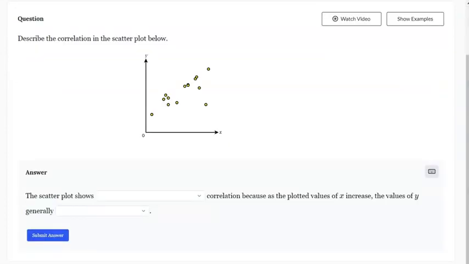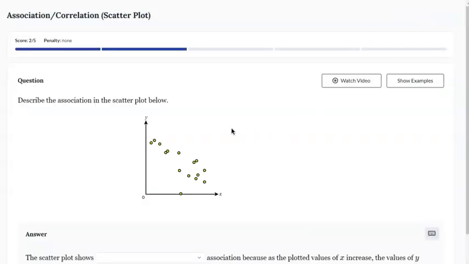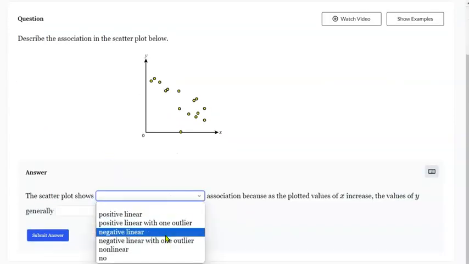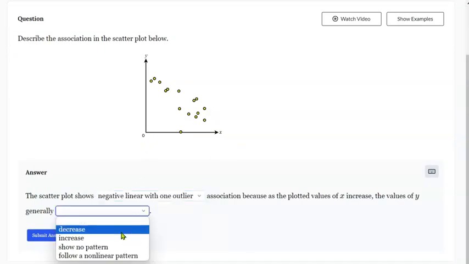Again, if I were to construct an imaginary line of best fit, it is linear-ish. It does have an outlier here, so I'm going to choose positive linear with 1 outlier, and these values are generally increasing. This one, when I draw my line of best fit, it appears as though it's going negatively, again, with 1 outlier here at the bottom. So I'm going to choose negative linear with 1 outlier. And as we read from left to right, the y values are decreasing.